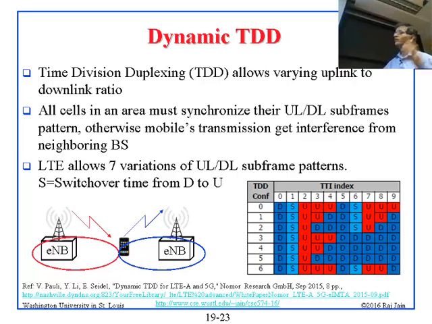So what 3GPP has done is give 7 possible combinations, 0 to 6. And they decide that in this area in St. Louis, they're going to use 0. All the base stations will use 0, which means they will do D, S, U, U, D, S, U, U. D is down, U is up, S is switching from D to U. You need time to switch.